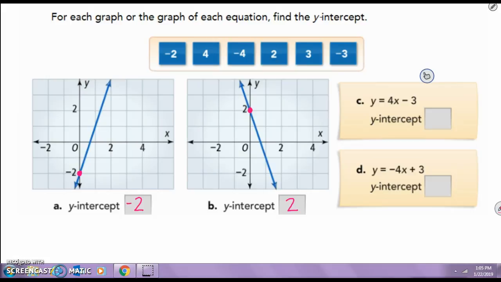With letter C, my equation is in y equals mx plus b form. This minus 3 is our y-intercept. So my y-intercept would be read as negative 3. For letter D, mx plus b, again shows plus 3 as my y-intercept. So my y-intercept is positive 3.